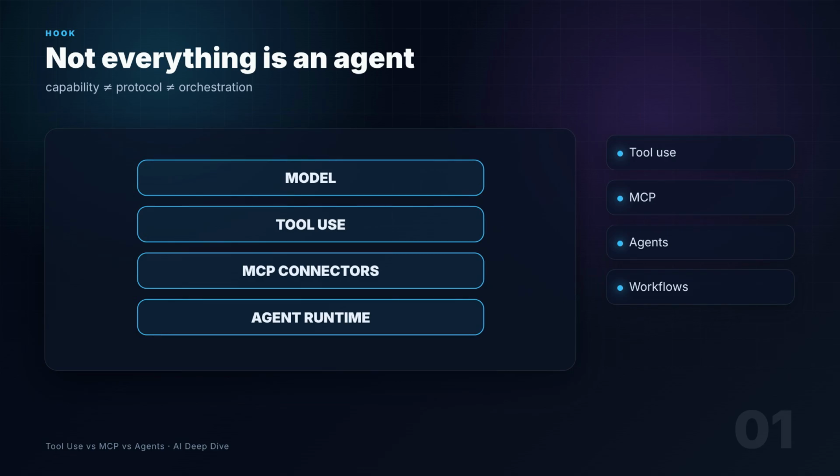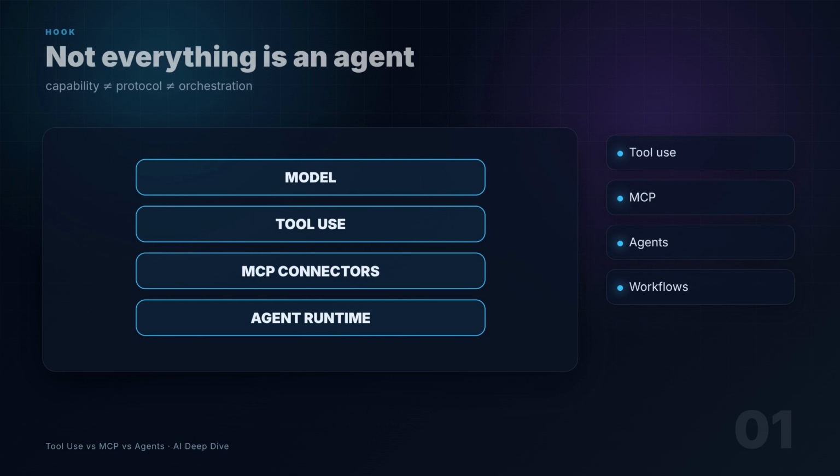There are three layers that people keep mixing up: tool use, MCP, and agents. Tool use is when a model can ask an external capability to do something. MCP is a standard protocol for exposing those capabilities to AI applications. An agent is the orchestration loop that decides what to do, calls tools, observes results, updates state, and keeps going until the task is done. Those layers are related, but they solve different problems. And if you mix them up, you either overbuild simple automation, or you ship something that looks agentic but cannot actually complete a task reliably.